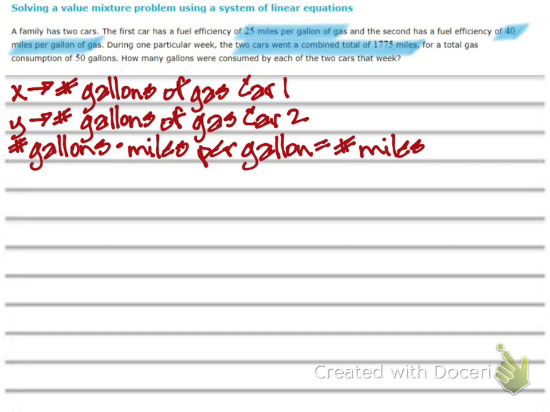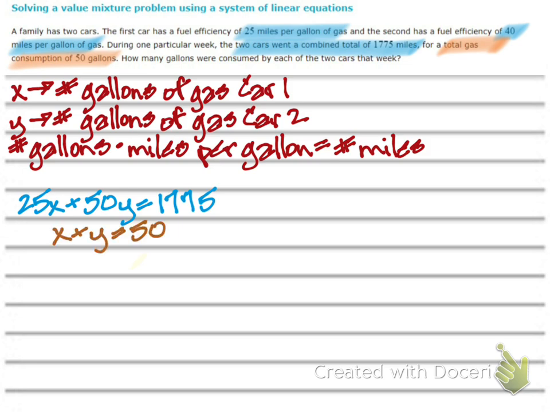And remember that we find out how far they traveled by looking at the number of gallons times the miles per gallon. So I'm going to take the miles per gallon times the number of gallons of gas for car 1, do the same with car 2, and that should equal the 1,775 miles. The next part of information that we have is that there was a total gas consumption of 50 gallons. So X plus Y must be 50.